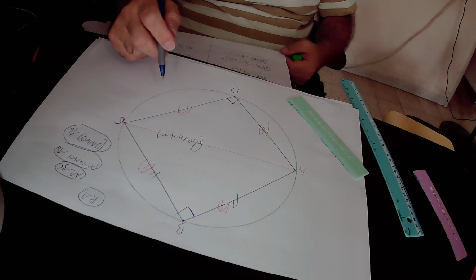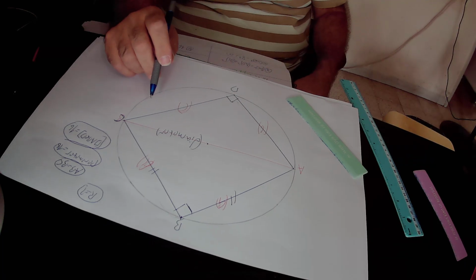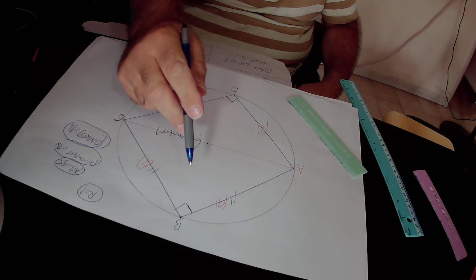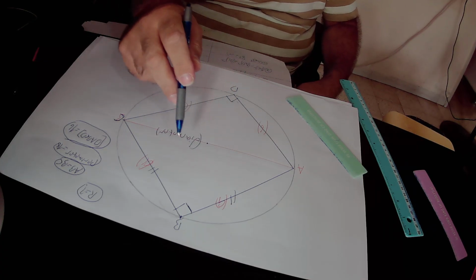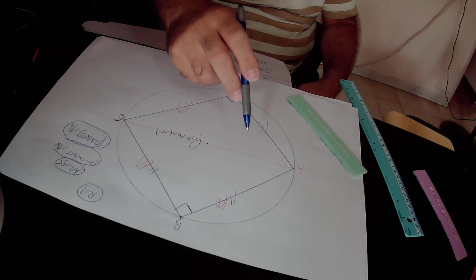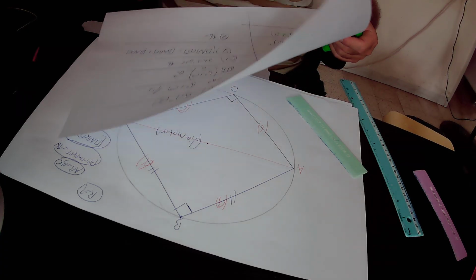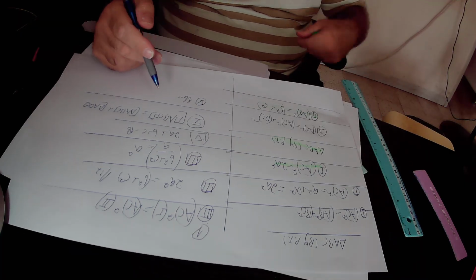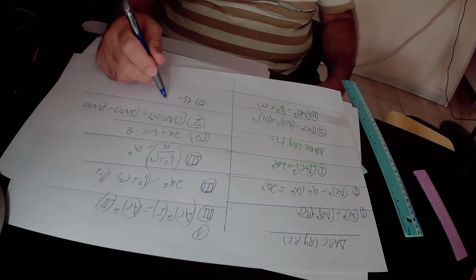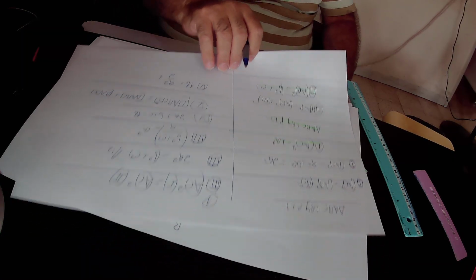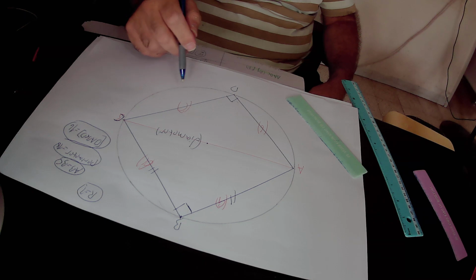What is the area of this right angle triangle ABC? The area of right angle triangle ABC is equal to the base AB times BC over 2. AB is A, BC is also A, over 2. So in total it is A times A over 2, that is A squared over 2. So the area of triangle ABC is equal to A squared over 2, plus the area of this right angle triangle ADC.